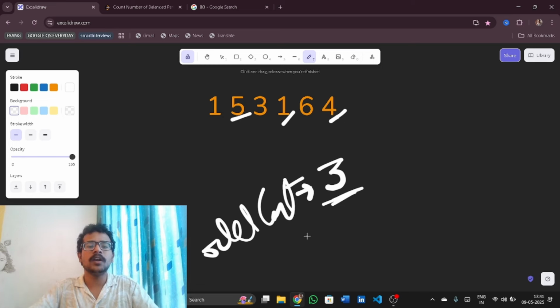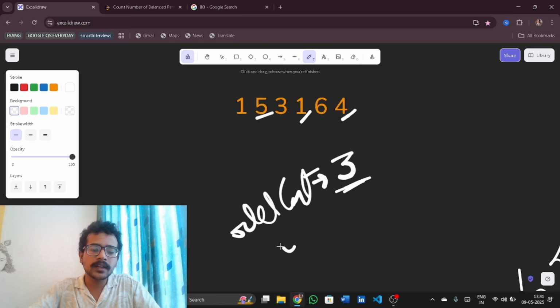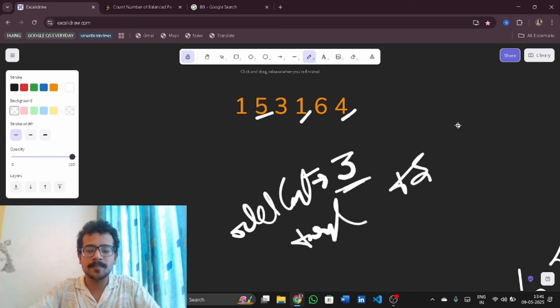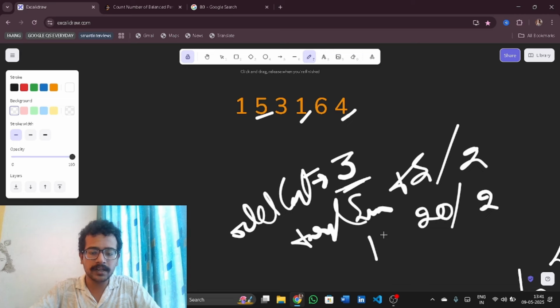Just wait. Now what should be the target sum? Target sum is total sum by 2. Target sum is nothing but total sum by 2. What is total sum? Total sum is 20, by 2 will be 10. So the target sum is 10.